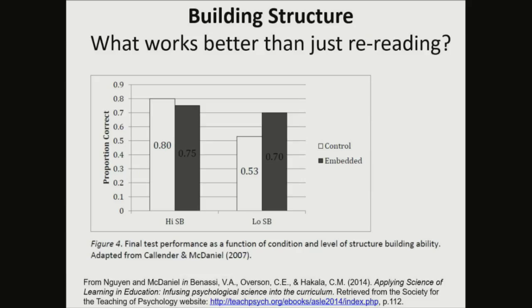So I think there are 2 things you can deduce from this. That helped the low structure builders, but it also reduced the scores of the high structure builders a little. Yes, because they already have a way of understanding the material. And so when they were required to look at the questions, it was actually a small detriment to them.